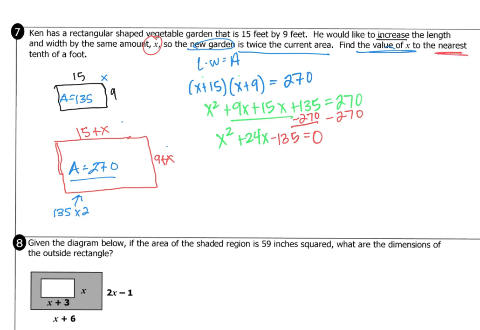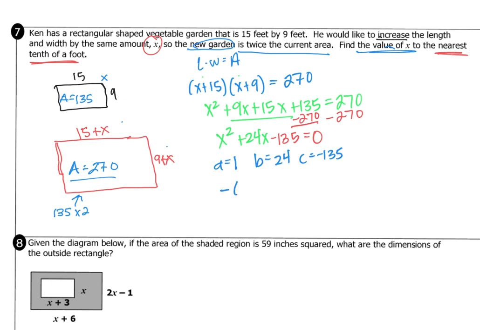Now, we have a little bit of a clue here about which method would work best. It says to round our answer to the nearest tenth of a foot. That's one decimal place. That tells me if we're getting not integers, factoring is not going to work out so good. We're going to use the quadratic formula. So let's label our a, b, and c here. a is 1, b is 24, c is negative 135.